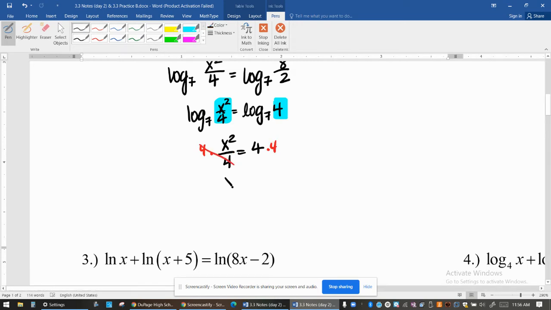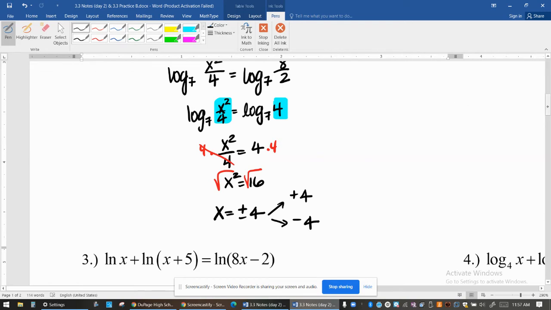I get x squared equals 16. Square root both sides. Don't forget this gives you two answers, positive and negative 4. Okay, but here's the thing. We're supposed to be checking for extraneous solutions.